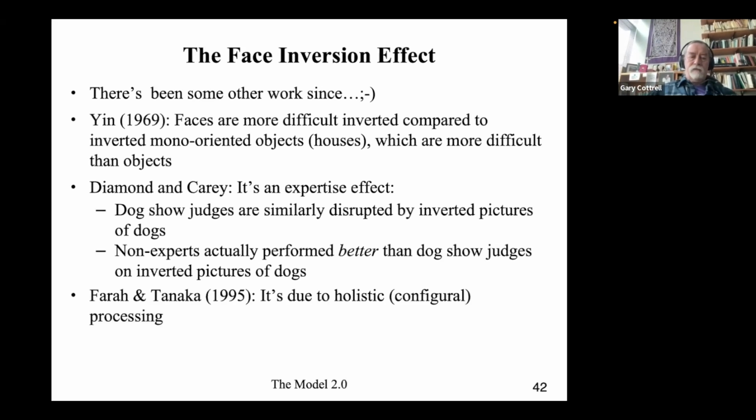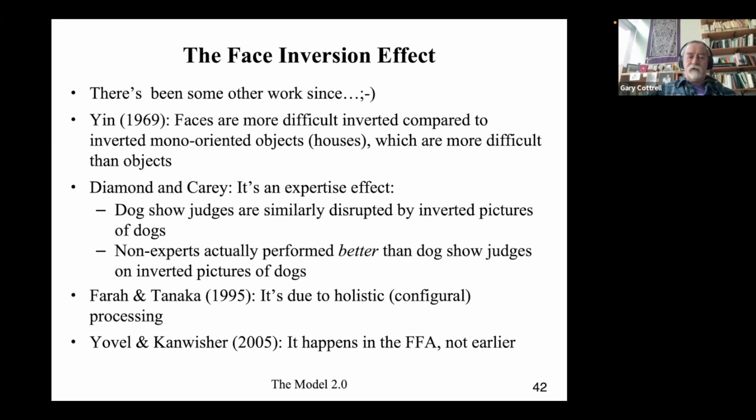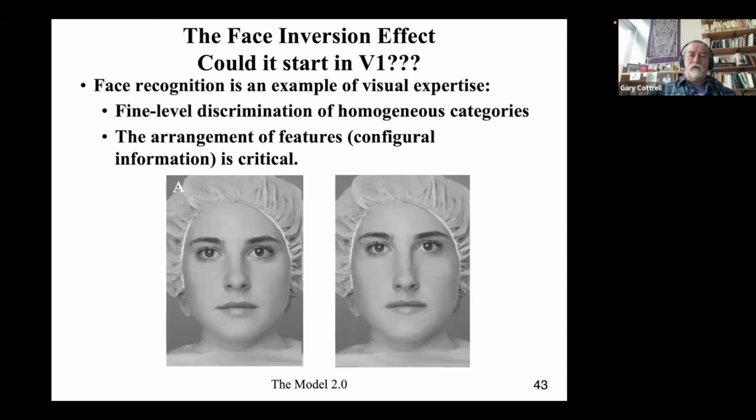And then Farah and Tanaka said it's due to holistic processing. And by holistic, I don't mean some California thing with incense and crystals. I mean configural information. So the relationship of the eyes to the nose and the eyes to the mouth, etc., the configuration of the features. And then Yovel and Kanwisher said this happens in the FFA. That's where the effect arises, not earlier. But I wonder whether it could start in V1 due to this log polar representation. So again, face recognition is an example of visual expertise.